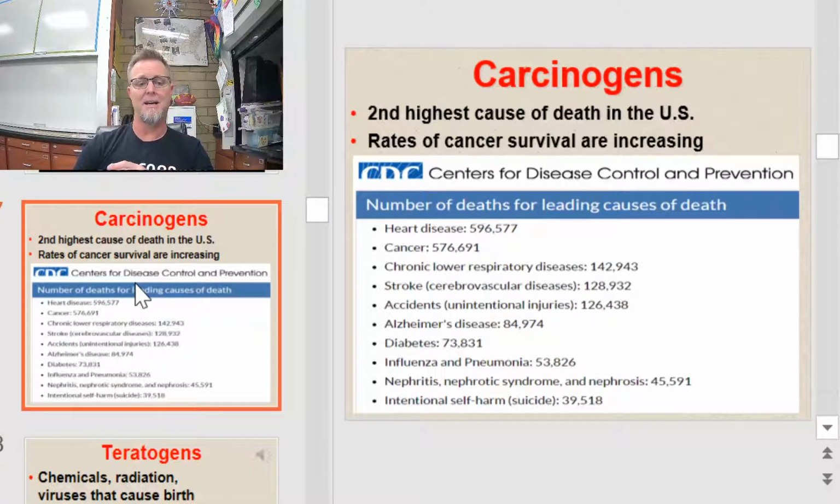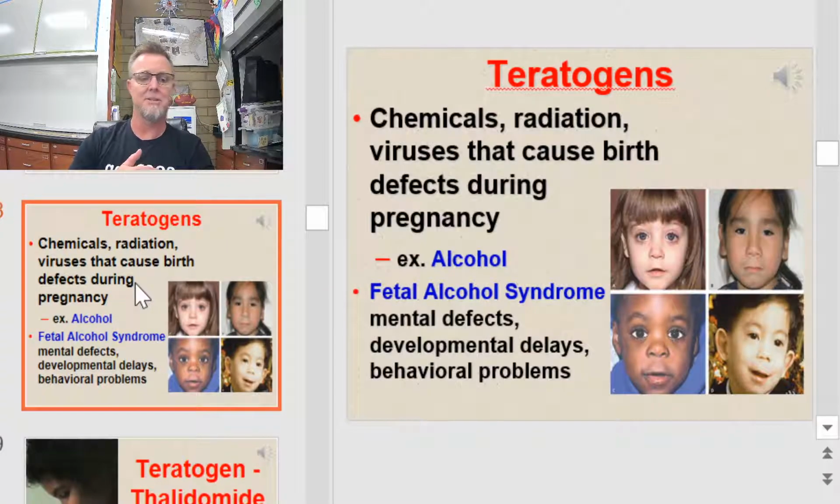Right underneath that, I've got the CDC table of disease control and prevention showing the number of deaths for leading causes of death in the United States. Heart disease is still number one, cancer's number two, and then it goes on from there with lower respiratory infections, stroke, accidental death, Alzheimer's, diabetes, influenza, pneumonia, etc. All right, teratogens. A teratogen is a chemical, radiation, or virus that causes birth defects during pregnancy.